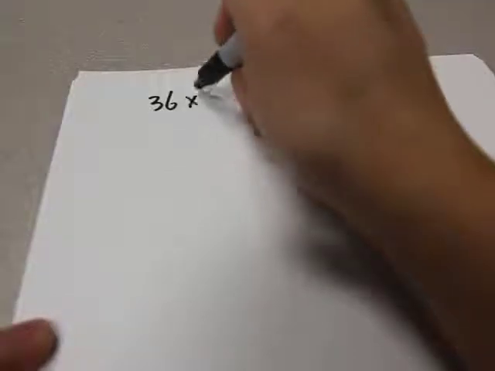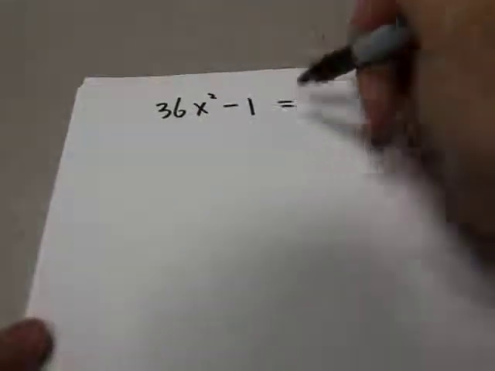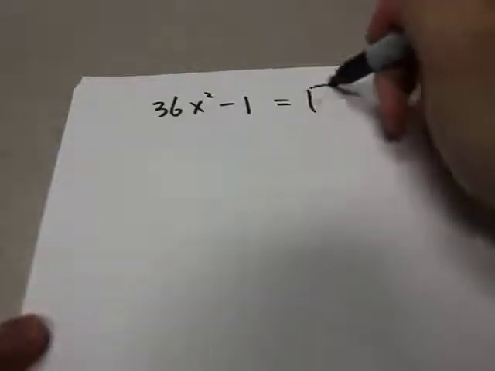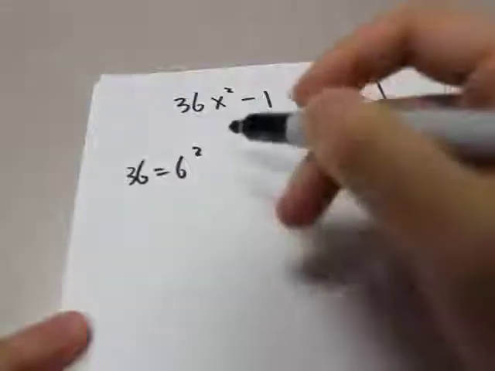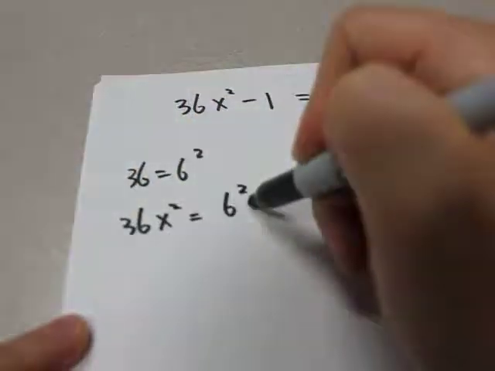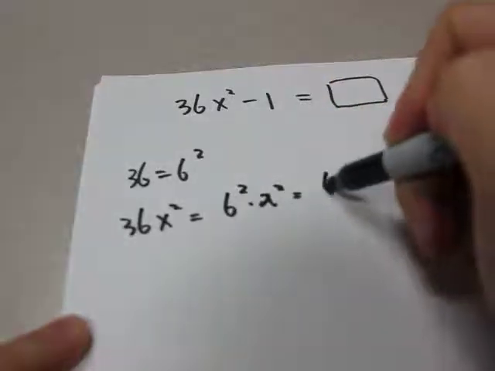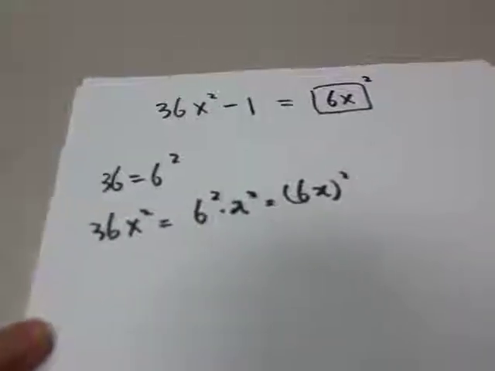Now let me do another example. Now we have 36x squared minus 1. So 36x squared. 36 is a perfect square. It's 6 squared. So 36x squared we can write as 6 squared times x squared, which is 6x squared. So the first term is 6x squared.